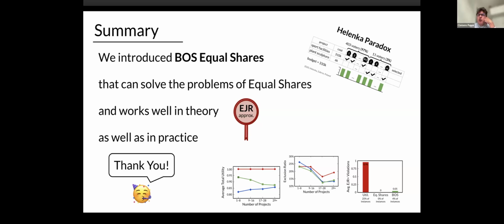All right. So Sonja has the last suggestion, namely not to call it BOS equals shares, but simply BOS, and leave out the equal because it's not equal anyway. And then it also doesn't coincide with the acronym of Boston Airport. All right, but anyway, okay.